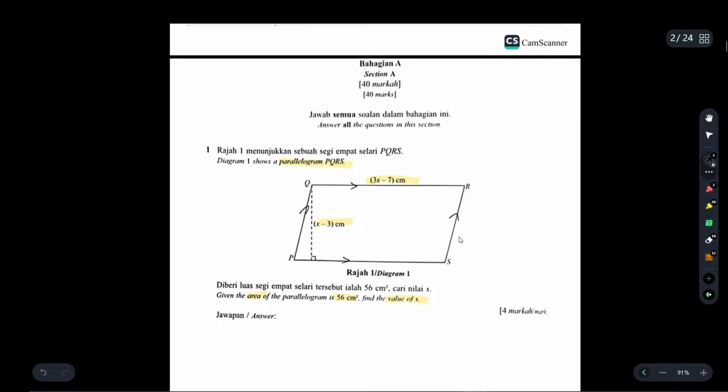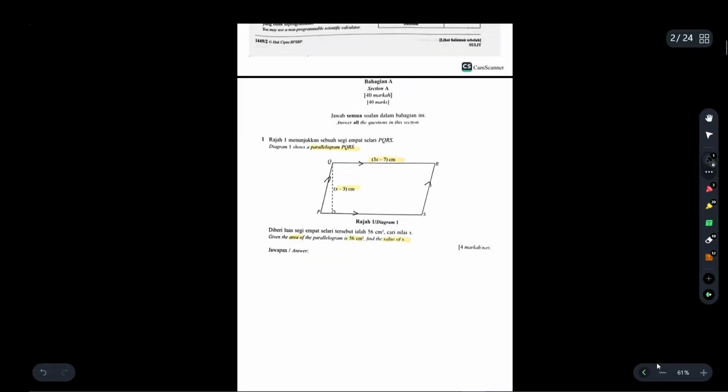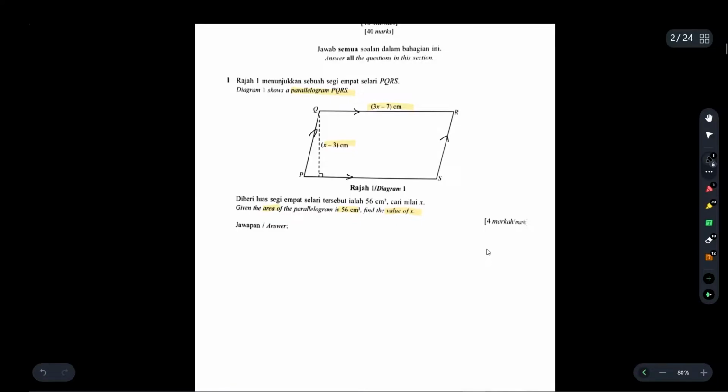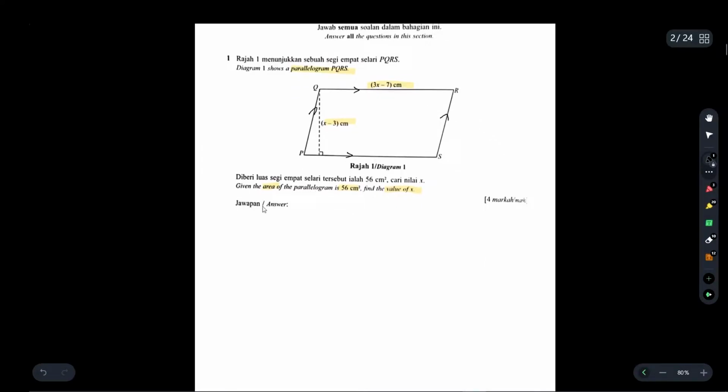Let me zoom out a little bit. Yeah, like that, it will be perfect. So first of all, what is the area of the parallelogram? I mean, what is the formula of it? Yep, you guys are right. Base times height. So this is the base and this is the height. We take the base and multiply it by the height, and we will get 56.